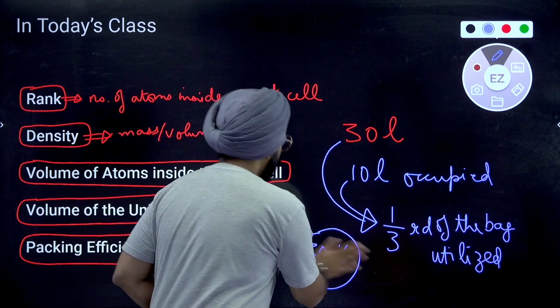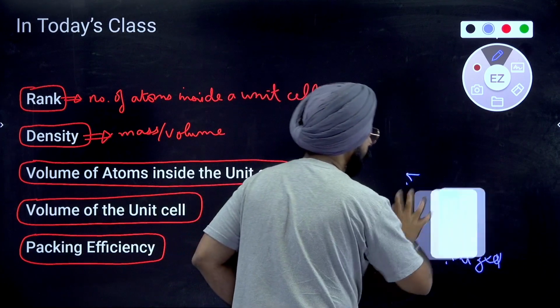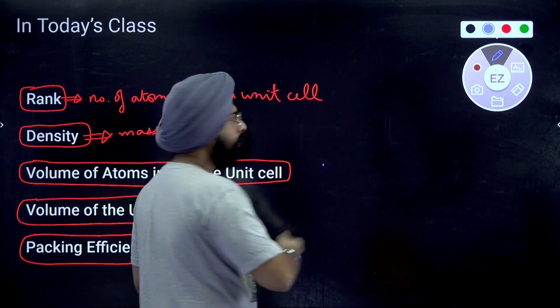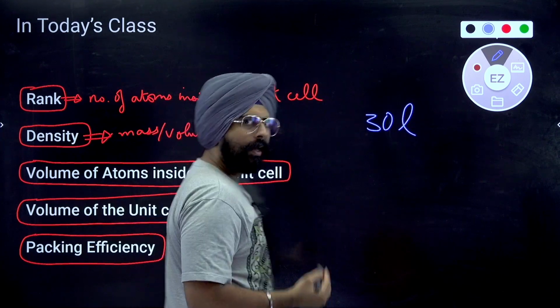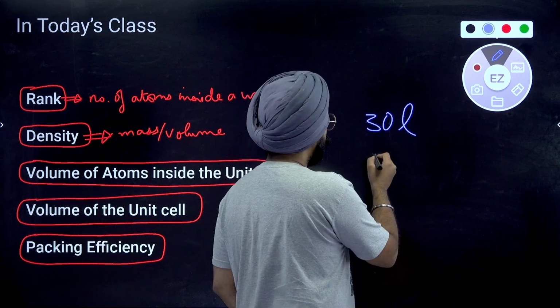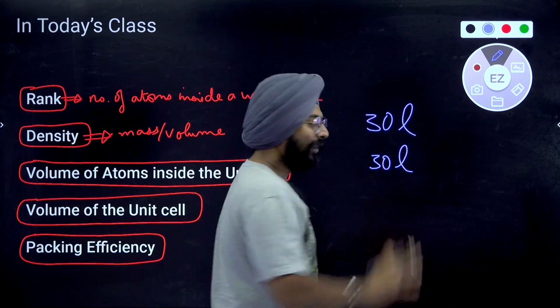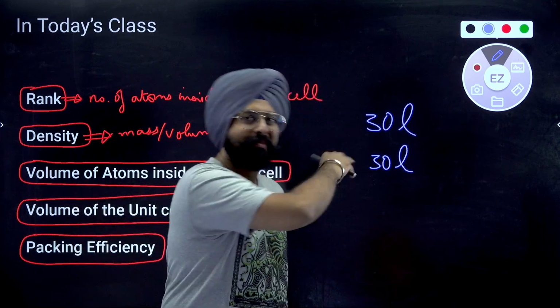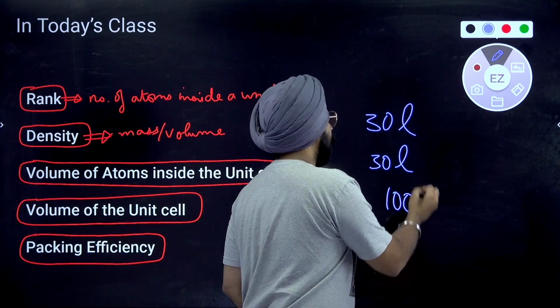Fine. Now, my dear friends, let's say at the end of the trip, out of the 30 liters, you could occupy, let's say, 30 liters. Okay, let's say you filled up the entire bag with stuff. So now what is the packing efficiency? Now the packing efficiency is 100%.